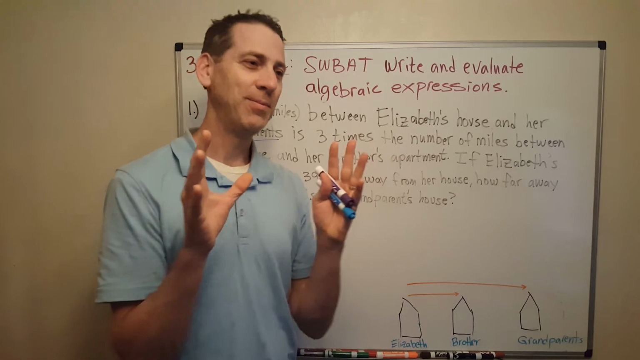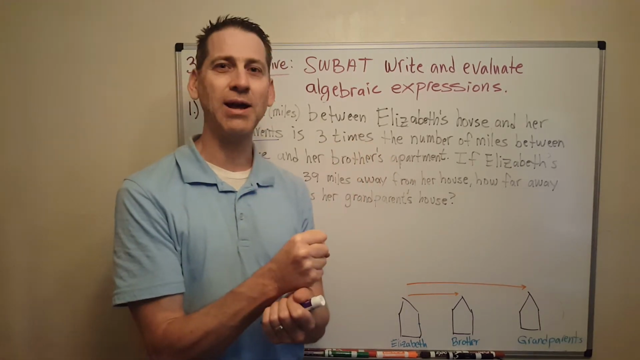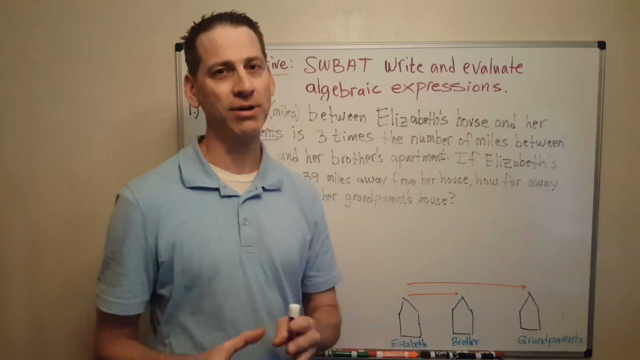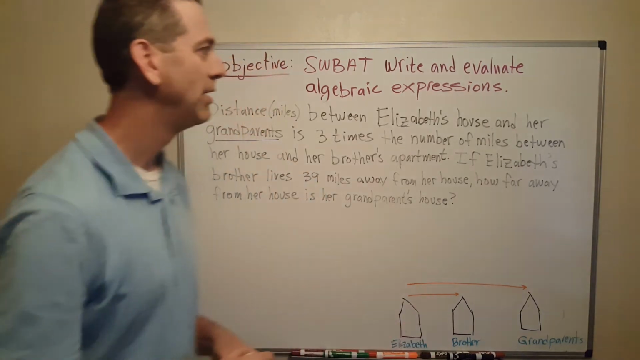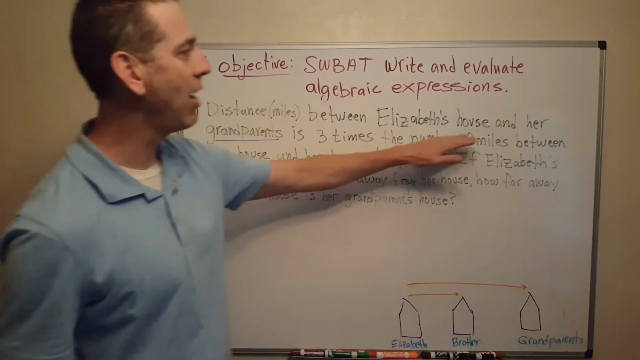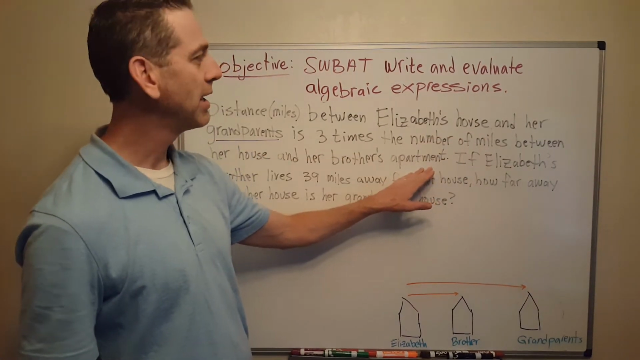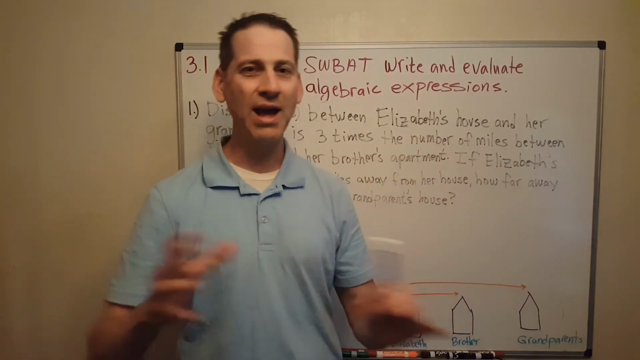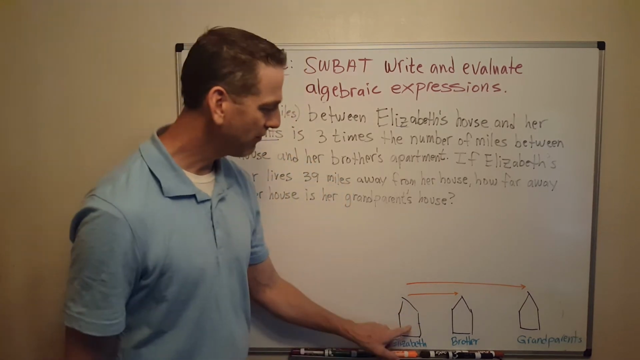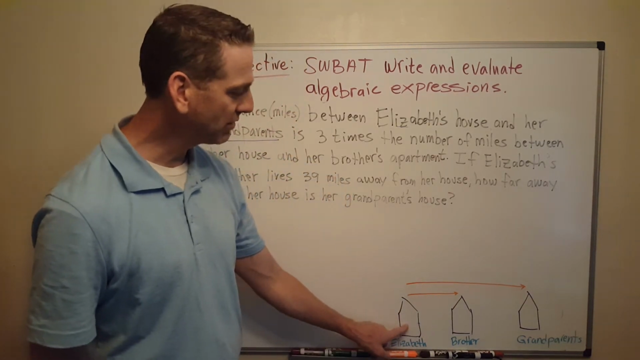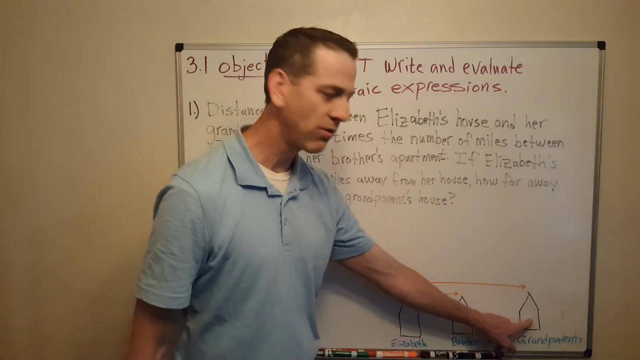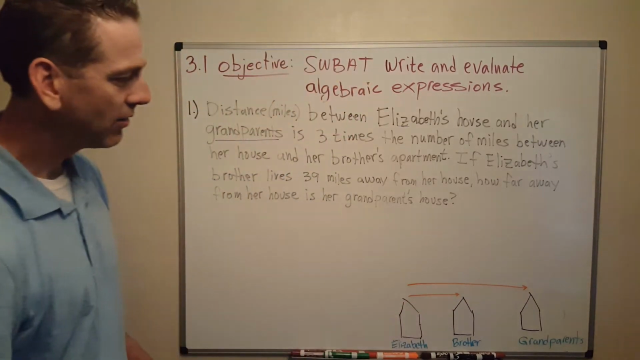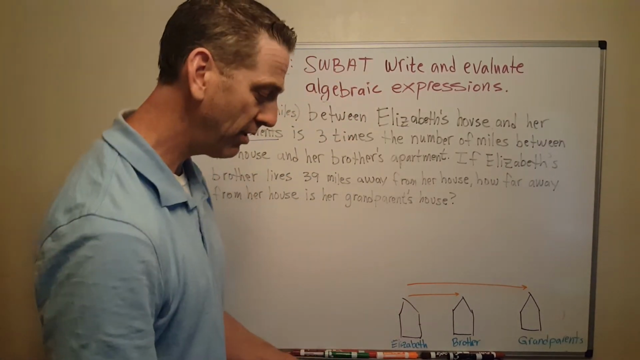But hey, the best way to tackle this is just break it down, right? We learned 2 steps. First thing is you need to define your variables. What are my variables here? All right, so we're talking about houses or apartments, but more specifically, we're talking about distance between houses. I got a few beautiful sketches here. I have Elizabeth's house, I have her brother's house, and I have her grandparents' house. So we're really talking about the distance. So I'm going to go ahead and define my variables.